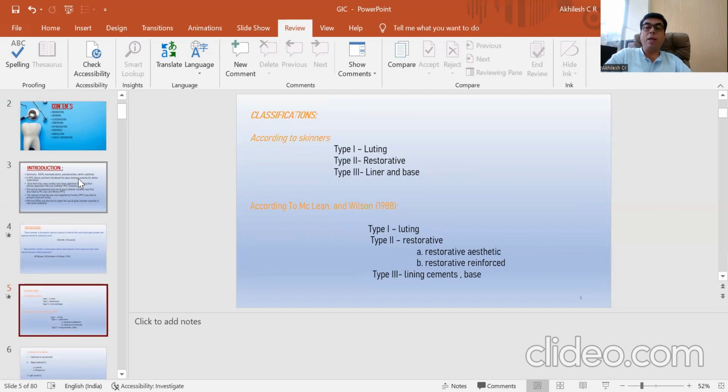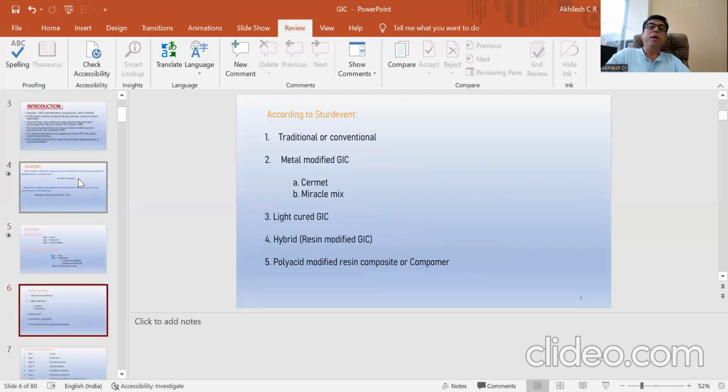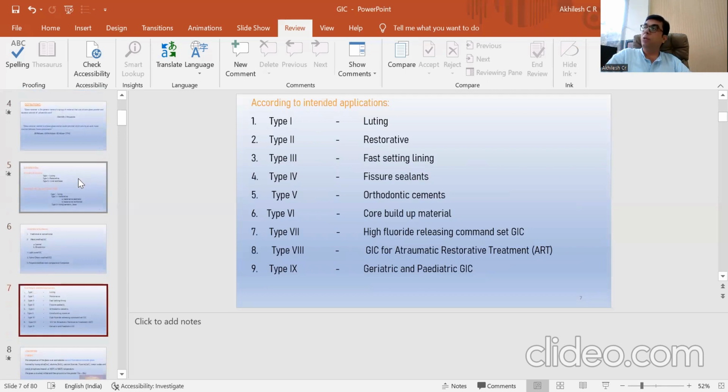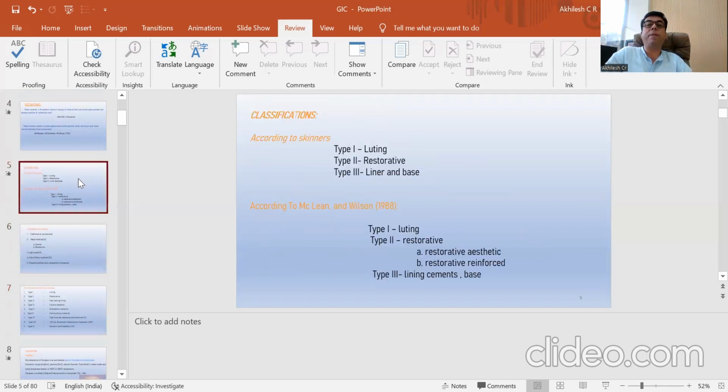Now, let us go to the classification. We have classification by Skinner, classification by McLean and Wilson, classification according to Studervant, and also according to the intended application in different regions. According to Skinner, there are three types: type 1, type 2, and type 3. Type 1 is luting, type 2 is restorative, and type 3 is liner and bases.